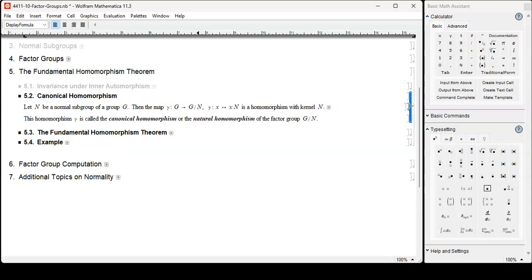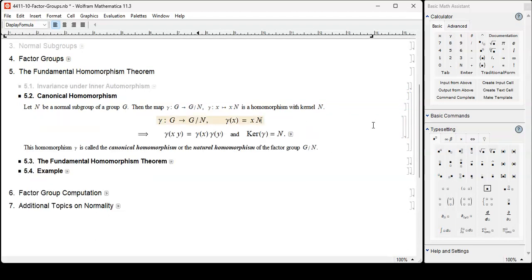5.2, canonical homomorphism, which is defined like this. Let N be a normal subgroup of G. Then the map gamma from G to the factor group G over N is defined like this: gamma of x is the coset xN. This turns out to be a homomorphism with kernel N.